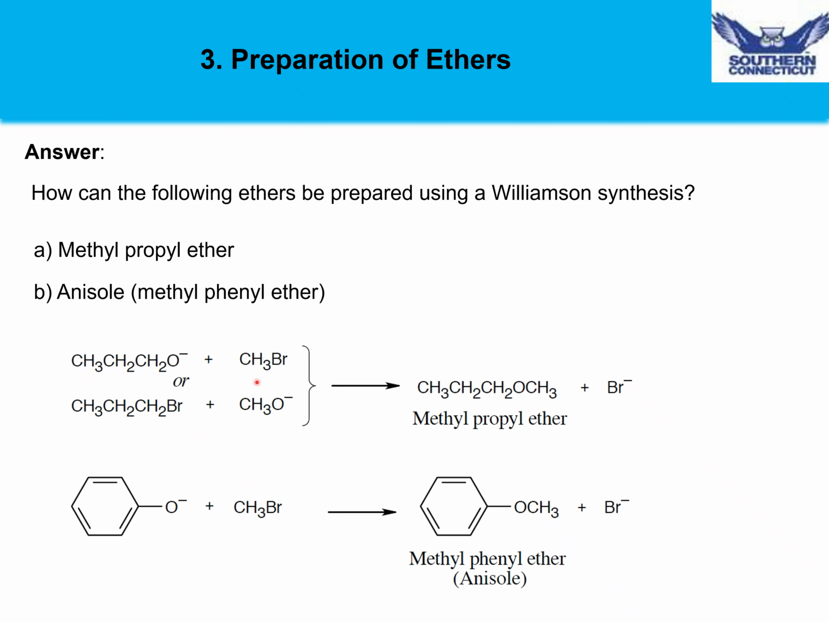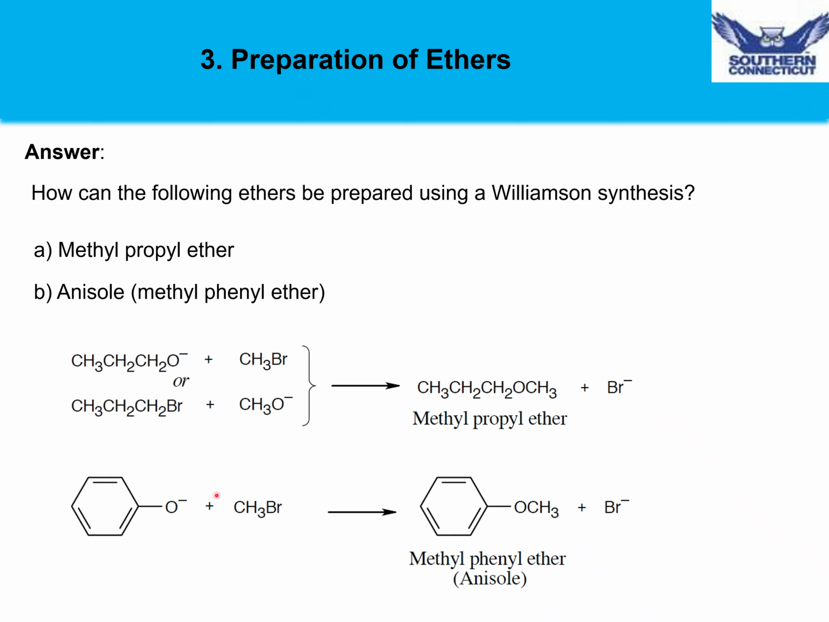We can add the methyl group by attaching a bromide, which would mean the alkoxide would have the propyl group. We can reverse that as well, where the propyl group is attached to the halogen, and the alkoxide comes with the methyl group.